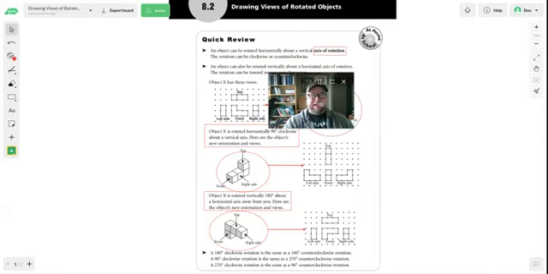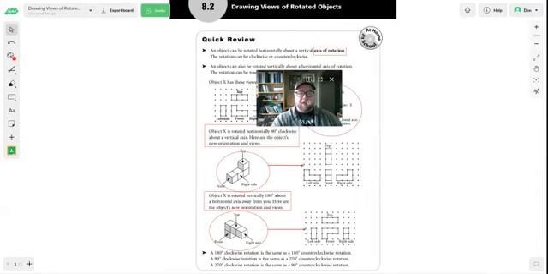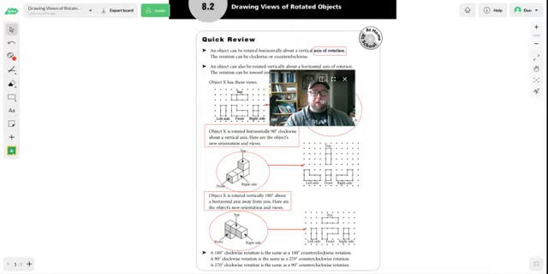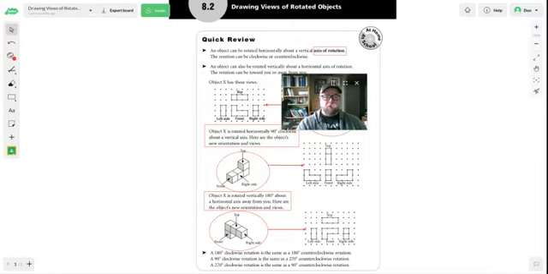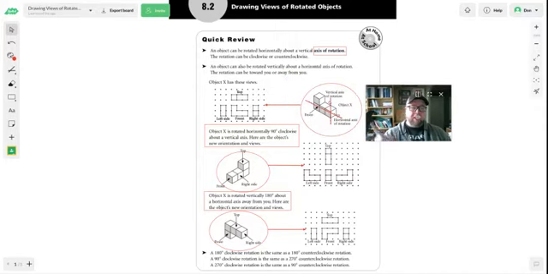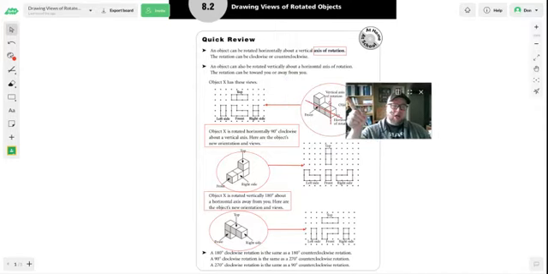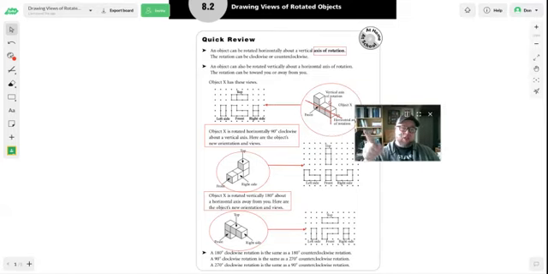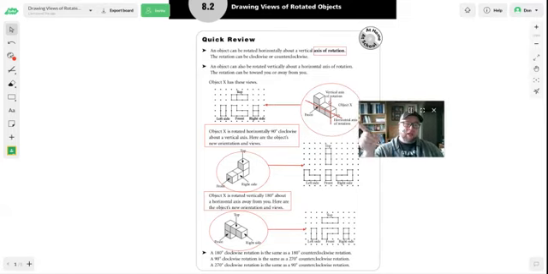The two axes of rotation that an object can be rotated about are the horizontal axis of rotation, and it can be rotated vertically about that. And they're right here, right there. There's a vertical axis of rotation, and right here is the horizontal axis of rotation.